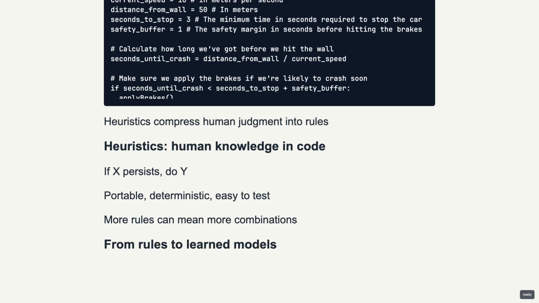Learned models shift the decision boundary from hand coding to data-driven training. That changes where the intelligence comes from, and it opens the door to patterns that simple rules cannot capture well.